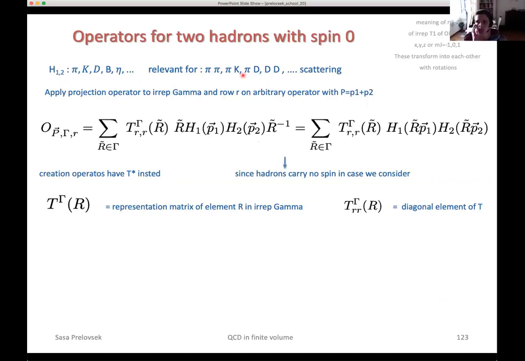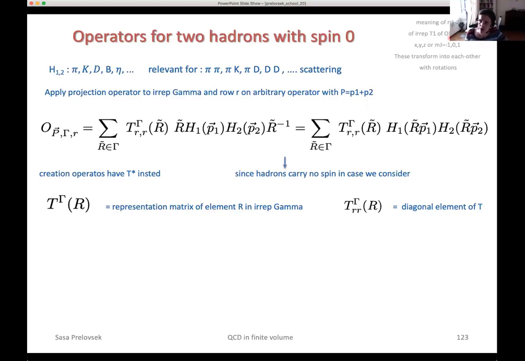The most typical way people do is to use the projection method, which is a group theory method widely used. So the claim is that if you want the operator with total momentum P that transforms according to a given irreducible representation, and row r of the irreducible representation. Let me give you some idea of these rows. Suppose you have an irreducible representation T1 of group Oh. T1 is nothing but the kind of things that are related to spin 1.